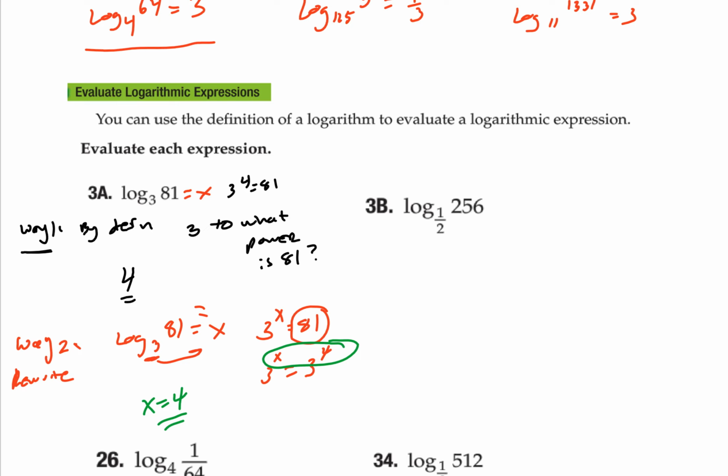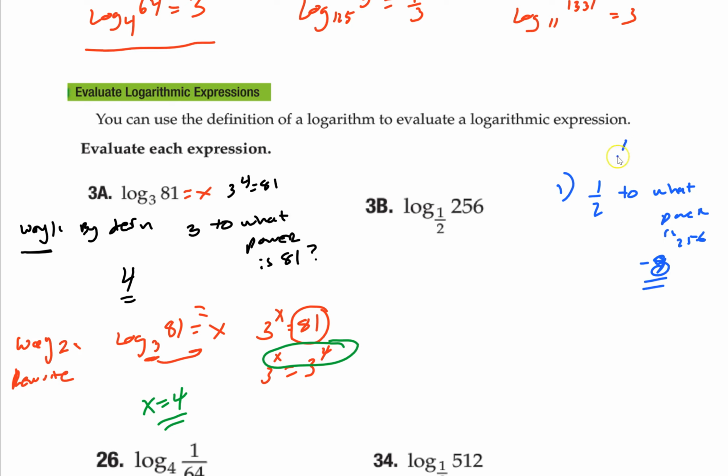So it doesn't matter. Let's look at 3b here. Again, same idea. You could go 1/2 to what power is 256. Now it's kind of tough. First you got to think, well, 1/2 and 256 don't match. Like this is a fraction, that's not a fraction. So they negate it. How do you flip it? They negate it. And then 2 to what power equals 256? And that would be 8. So this is actually -8.